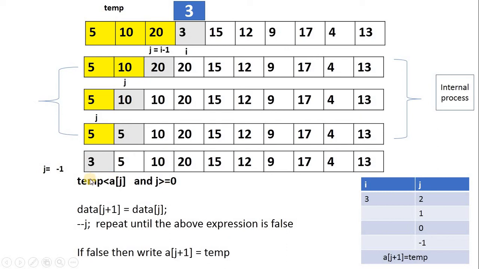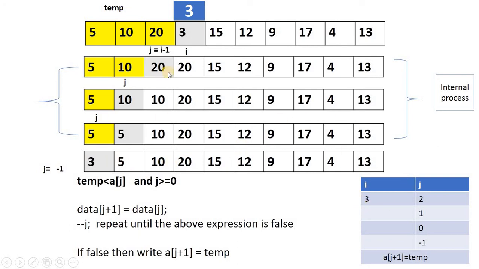You go back here. So temp less than a of j, you don't know what is there in it, because now your j became what? Minus 1. And minus 1 greater than or equal to 0, true or false? False. So whenever it is false, you have to go there. If false, then write a of j plus 1. What has j become? Minus 1. So j minus 1 plus 1 is what? 0. A of 0 is what? Temp. Temp is what? 3. So a is nothing but here data. Data of 0 is what? 3. So you are writing 3 here. So in this way, it became 3, 5, 10, 20.